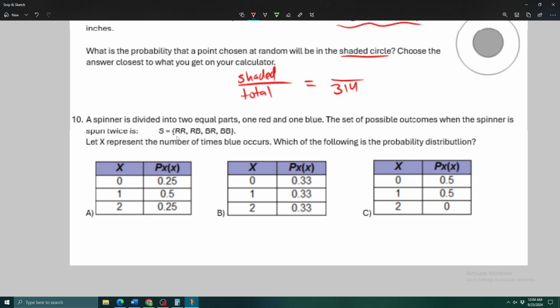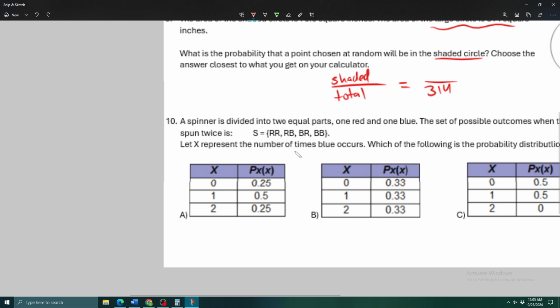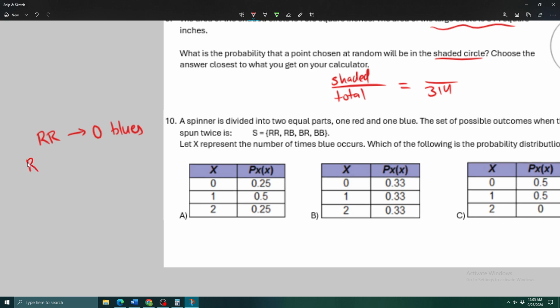And then this one is tough, but you can do it. Let x, we've done similar problems to this before. Let x represent the number of times blue occurs, right? So for example, RR would be 0 blues, right? RB or BR, that'd be 1 blue, right? And then BB would be, of course, 2 blues, right? I should actually write it down.